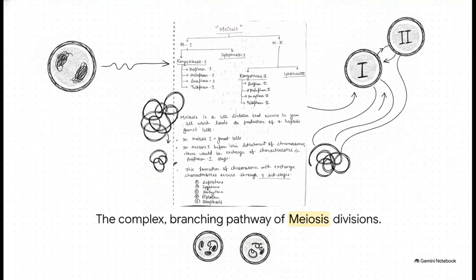So what happens when the goal is reproduction rather than just making an exact replica? Well, we pivot to a much more complex branching pathway. Unlike the single run-through we saw in mitosis, meiosis actually requires two distinct rounds of division. We call them Meiosis I and Meiosis II. And each round has its very own karyokinesis and its own cytokinesis to achieve the final goal.